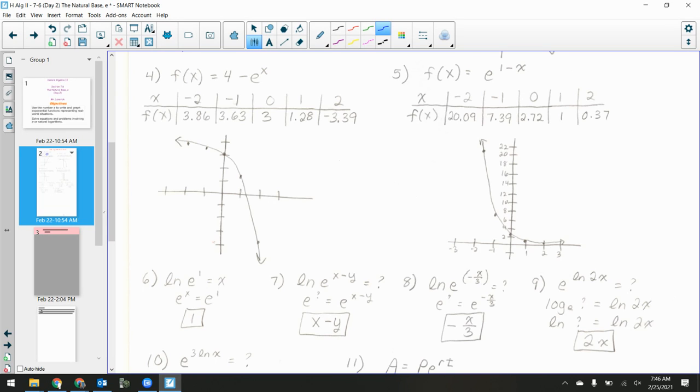Again, I need the asymptote in the correct spot. I need the y-intercept in the correct spot, and I need it generally going in the correct direction. And there's number 6, 7, 8, 9 down on the bottom there. And then here's 10 and 11 as well.